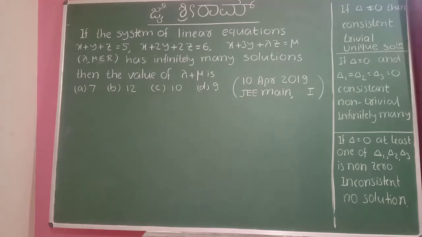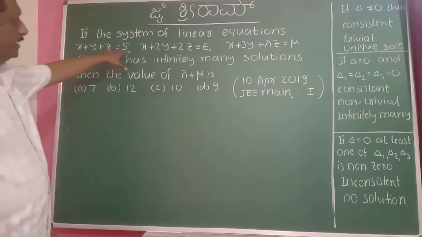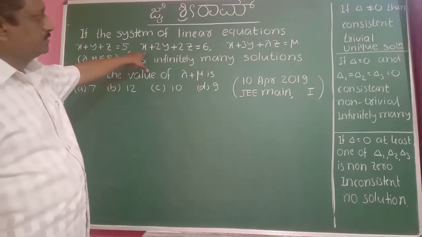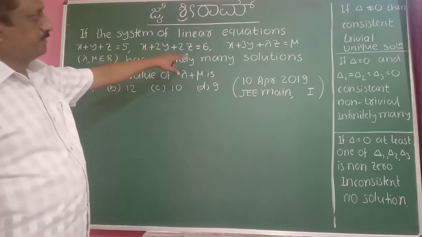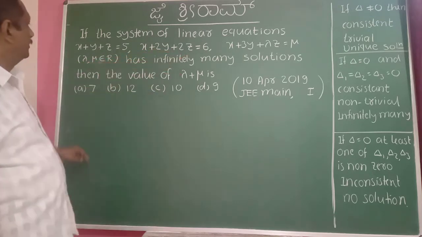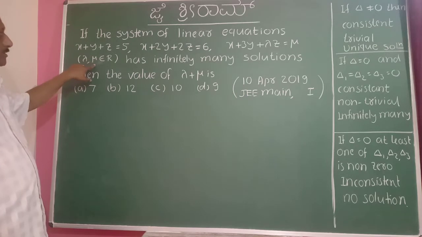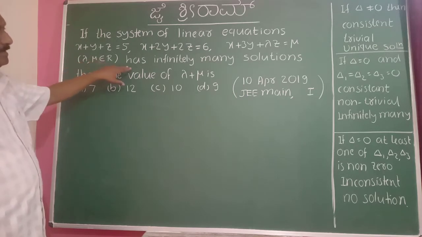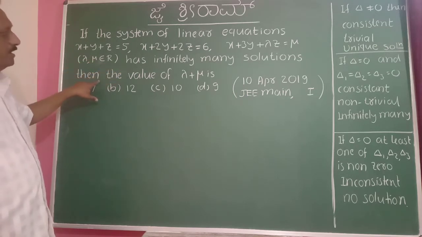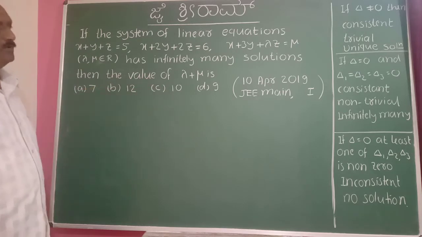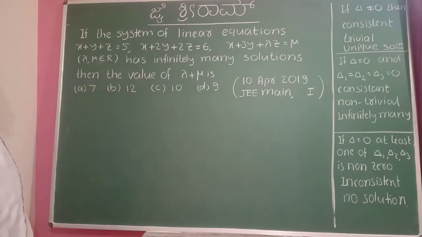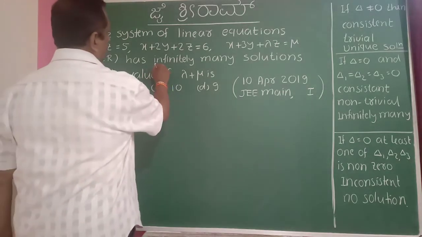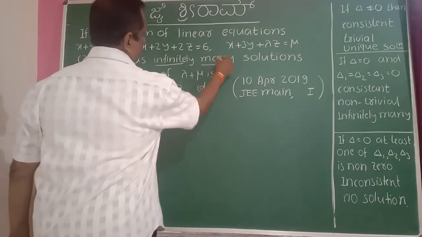So if the system of linear equations x plus y plus z equal to 5, x plus 2y plus 2z equal to 6, x plus 3y plus lambda z is equal to mu, where lambda, mu belong to R, has infinitely many solutions, then the value of lambda plus mu is? Okay. So here they have given infinitely many solutions.